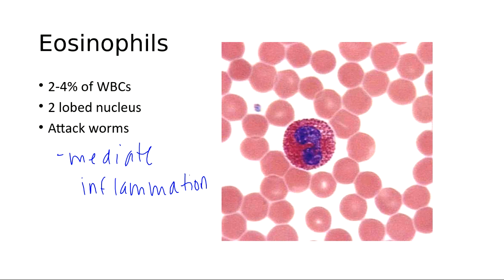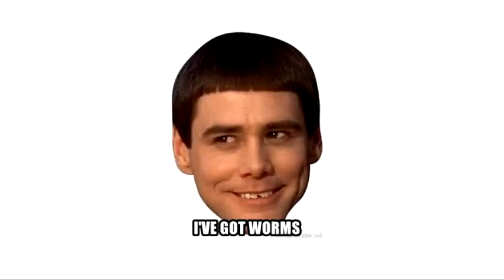Eosinophils are not as common, and they're the second least common, if that makes sense. We'll go through that later. They have a bilobed, 2-lobed nucleus, and they're really, really good at attacking parasitic worms. All right, so I always include this. If you know the movie, type it out.